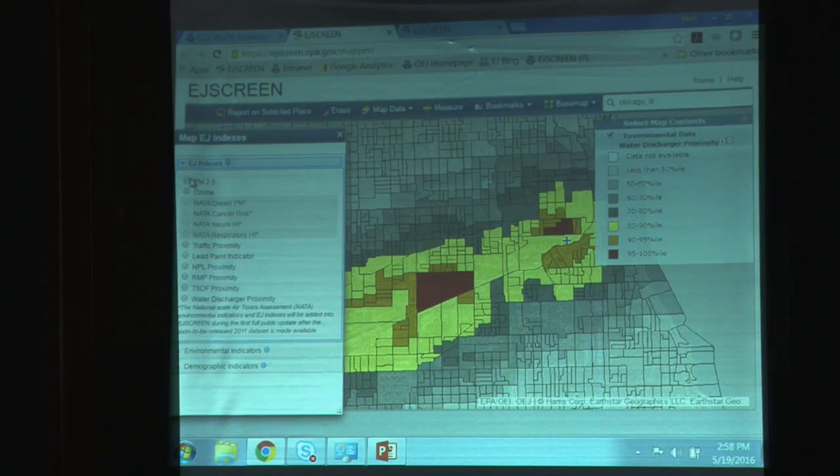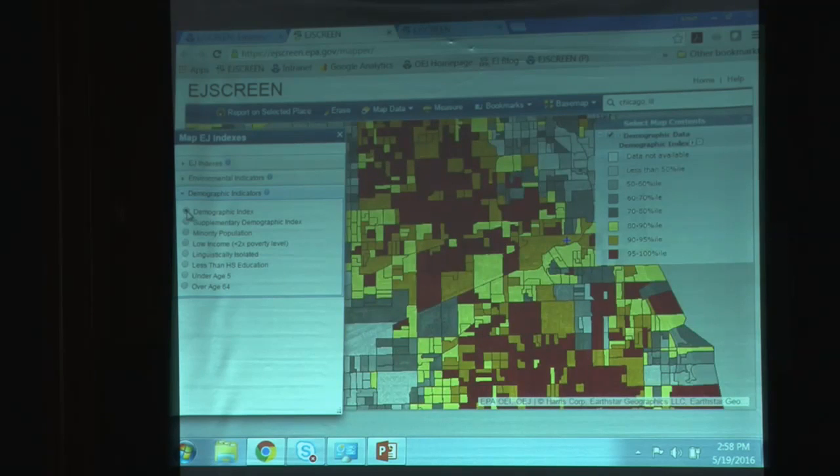What an EJ index is helpful for is basically that we multiply each one of our 12 environmental indicators by what we call our demographic index, which I'm going to show you now. And the demographic index is very simple. It's just percent low income plus percent minority divided by 2. We use this as the basis for understanding demographic vulnerability because Executive Order 12898 for environmental justice specifically references these two populations as being the federal government's primary duty to protect those communities. And so basically we use this as our proxy for understanding demographic susceptibility and vulnerability.